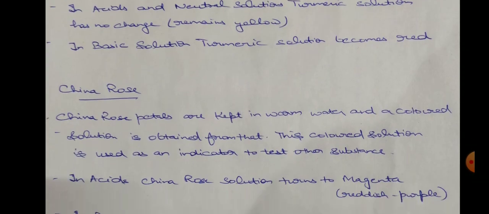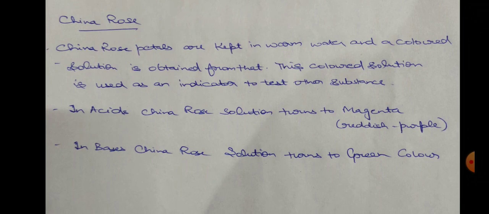Okay, let's move on to China rose. China rose petals, it is a flower, so China rose petals are kept in warm water and colored solution is obtained from that. This colored solution is used as an indicator to test other substances, whether a substance is acid or basic. Remember these three that we have discussed are all natural indicators because they are found in nature: litmus, turmeric and China rose. The colored solution obtained is used to distinguish whether a substance is an acid or a base.